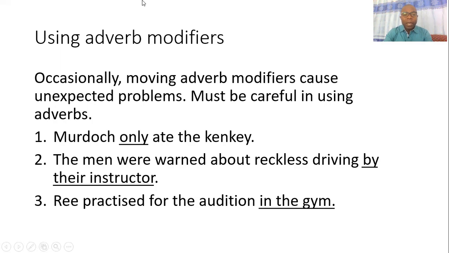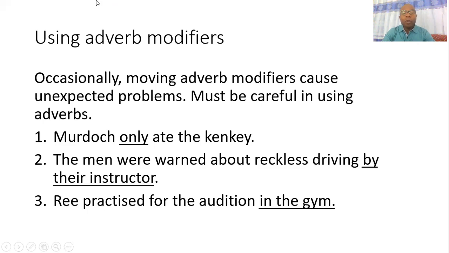Example one, Murdoch only ate the kinky. Now, if you look at this sentence, you wonder what else could be done to kinky apart from eating it? Because the only modifies ate, and he only ate the kinky. What else is done to kinky? Do we smash kinky against the wall or something? You may wonder. So only should actually be placed before Murdoch, which would be, only Murdoch ate the kinky, and that would mean no other person but him alone.